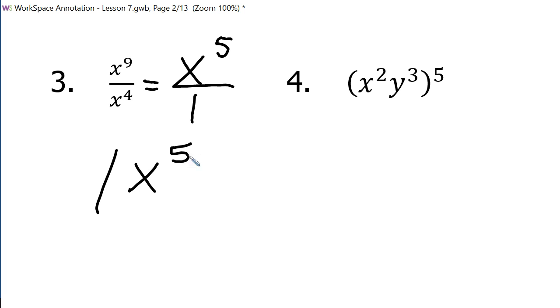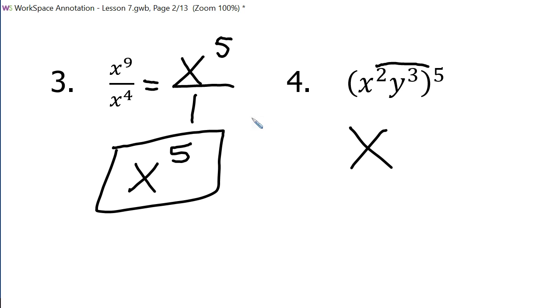Number 4, what is this called when you have the exponent outside the parentheses? This is power to a power. So if it's power to a power, what do I do with these exponents? Multiply. So for the x's, what's 2 times 5? 10. And for the y's, what is 3 times 5? 15. So if it's power to a power, you need to multiply the exponents.